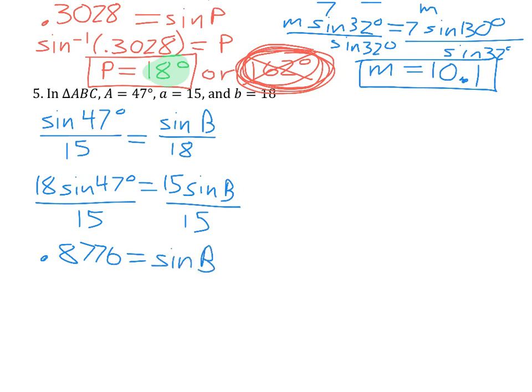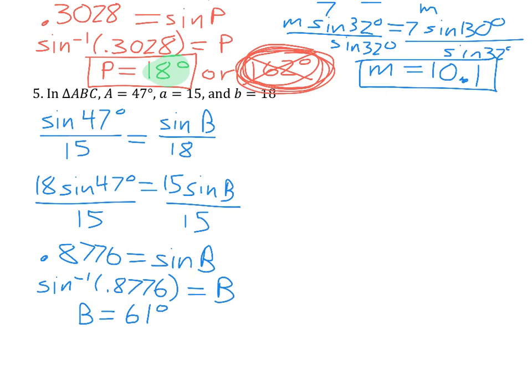Alright, so it's good that the sine of angle B is smaller than 1, so we know we're going to have at least one solution. Let's do the inverse sine of both sides. So inverse sine on the right will just cancel out the sine that's already there. Okay, so if you take the inverse sine of that decimal, you get that angle B equals, and angles go to the nearest degree, 61 degrees.